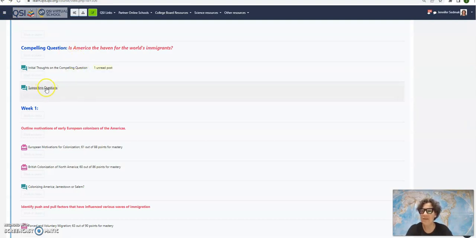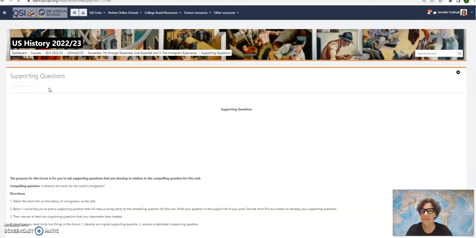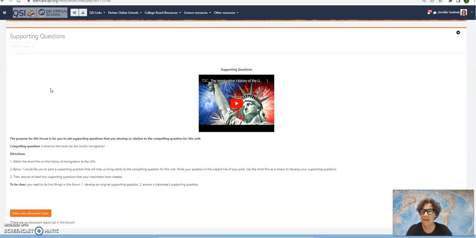And then same with supporting questions, just like every other time. What are some supporting questions that you can develop?